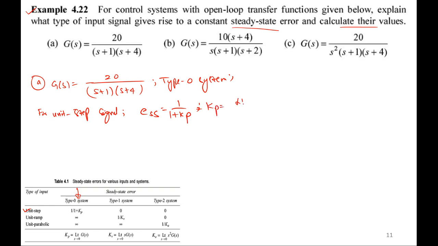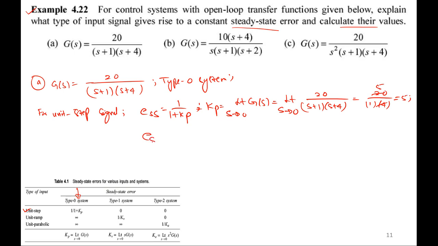Kp is equal to limit S tending towards 0, G of S. So limit S tending towards 0. What is G of S? 20 divided by (S plus 1) into (S plus 4). Substitute value of S equal to 0. So I will be getting 20 divided by, S is 0, so 1 I am getting. So S is 0 here, I am getting 4. 1 times 4 is 4. So I am getting 20 by 4, that is 5. So Kp equal to 5.